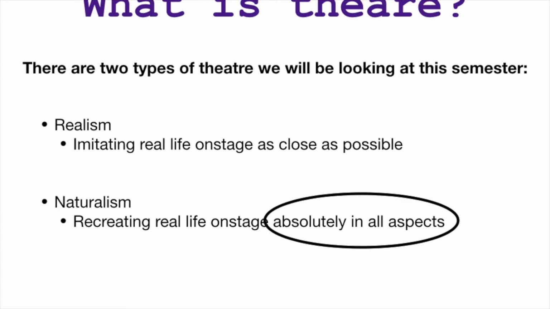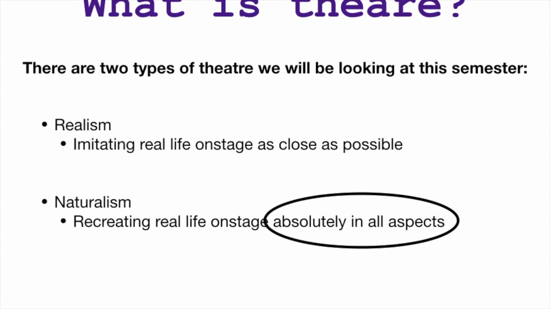Now, the second half of naturalism, absolutely in all aspects. Naturalism is a much more extreme version of realism. So, like realism, you are putting real life on stage. However, you don't get to stray from reality in any way. You're basically just trying to hold a mirror up to real life and say, this is how people actually are. And so sometimes, you can tell a captivating story with naturalism.